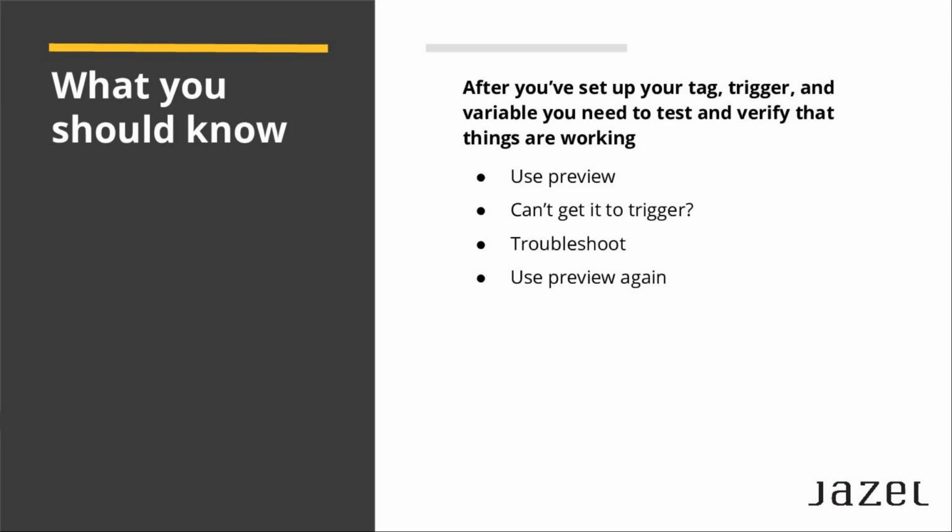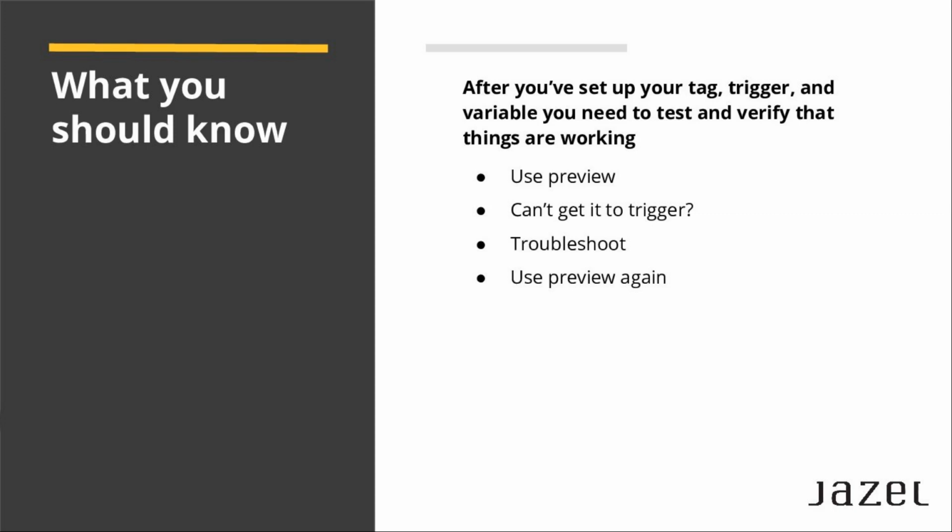Very cool. So some things you should know. These are kind of gotchas. After you've set up that tag, trigger, and variable, always test and verify that things are working. Because they don't immediately show up in analytics, it takes 24 hours roughly to start pulling in active information. You can look at the real-time report, but sometimes it's not accurate there either. So Tag Manager has this cool preview mode. You're going to use that pretty extensively.